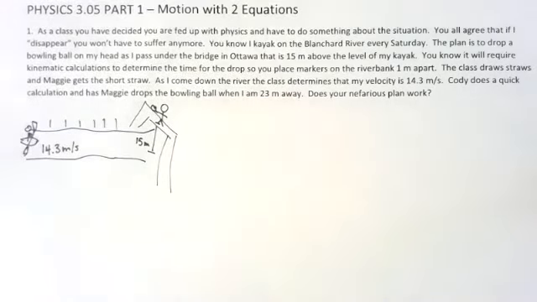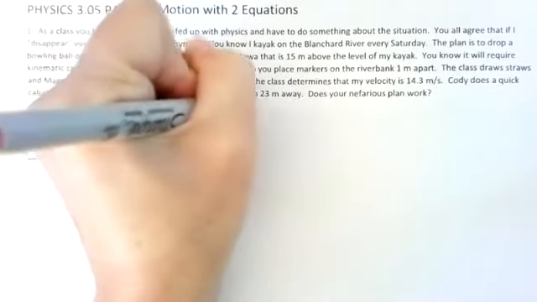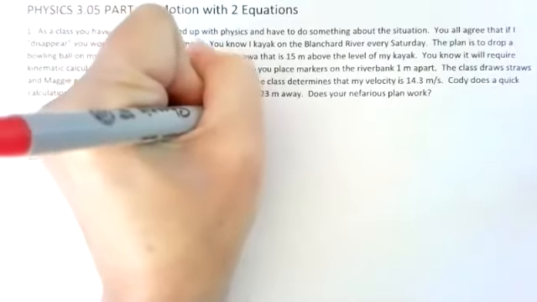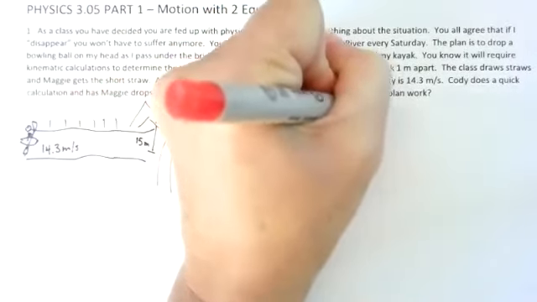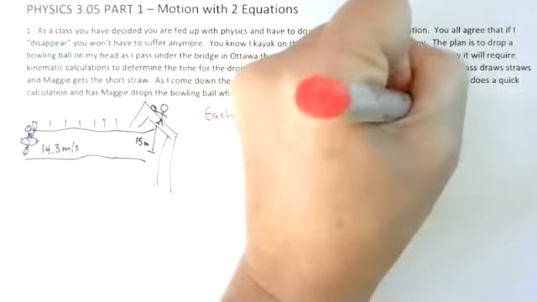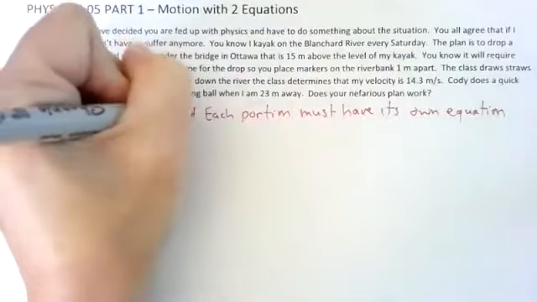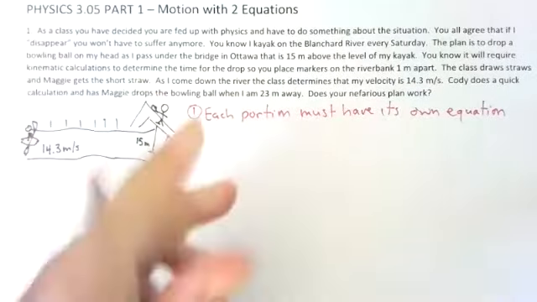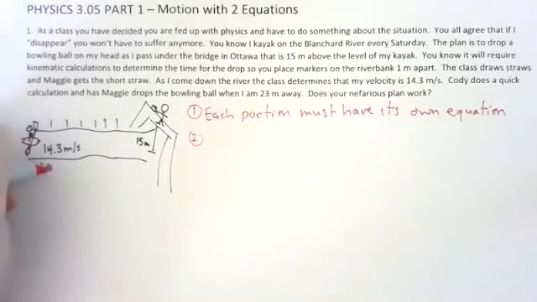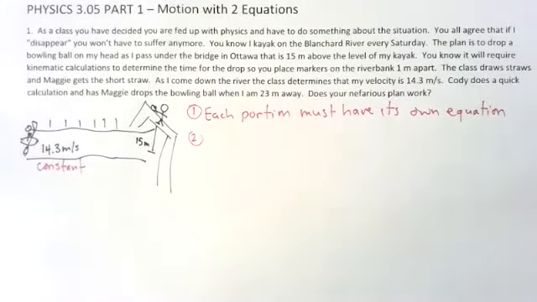All right, so anytime we're working with equations of motion like this, each portion must have its own equation. That's rule number one. Number two, we'll get to that. By the way, I forgot to say that this is constant. So my speed isn't changing. I don't have any acceleration.